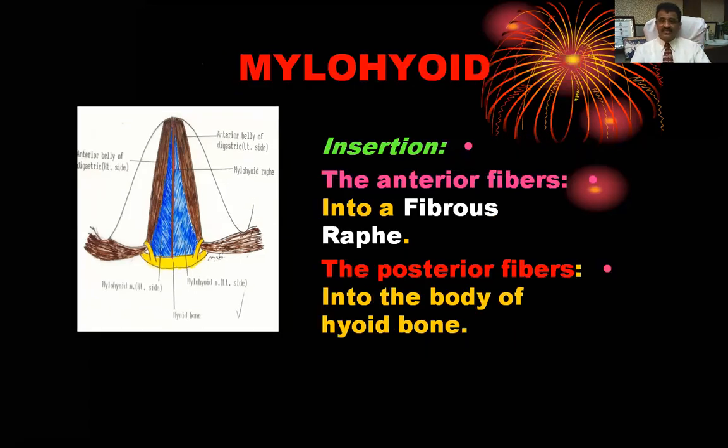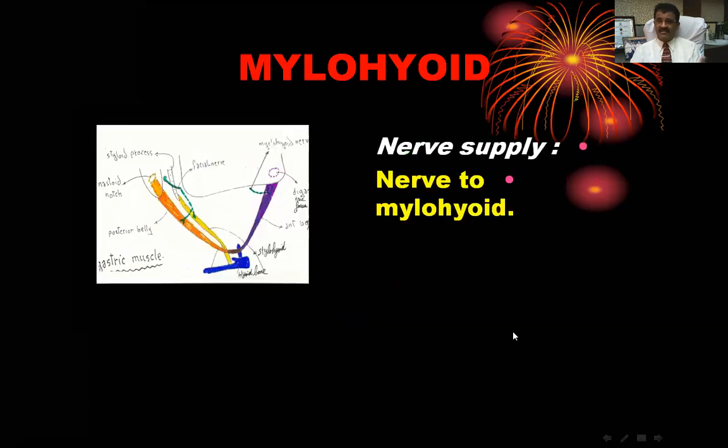So from there it takes origin and gets inserted on the fibrous raphe. So it's called a fibrous raphe, anterior fibers, and posterior fibers get inserted into the body of the hyoid bone. So fibrous raphe for the anterior fibers, and the body of the hyoid bone for the posterior fibers. So there are two heads of insertion, and the nerve supply is the nerve to mylohyoid.